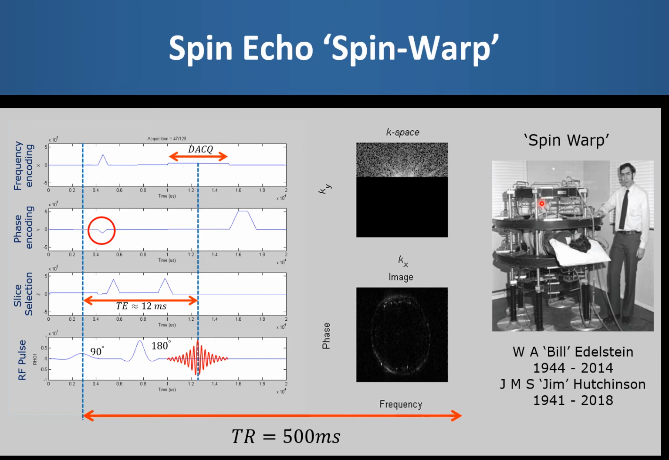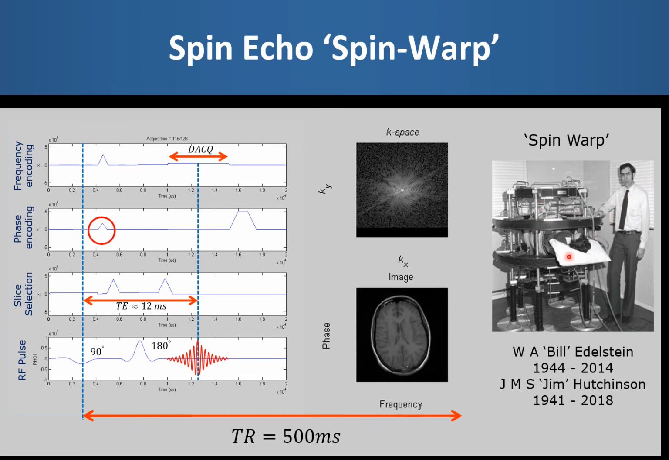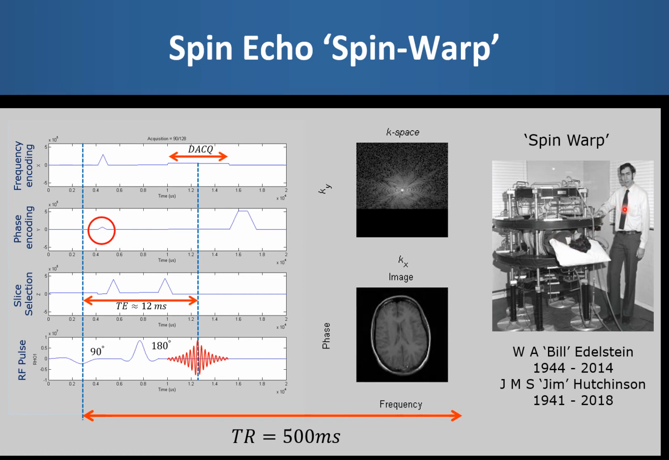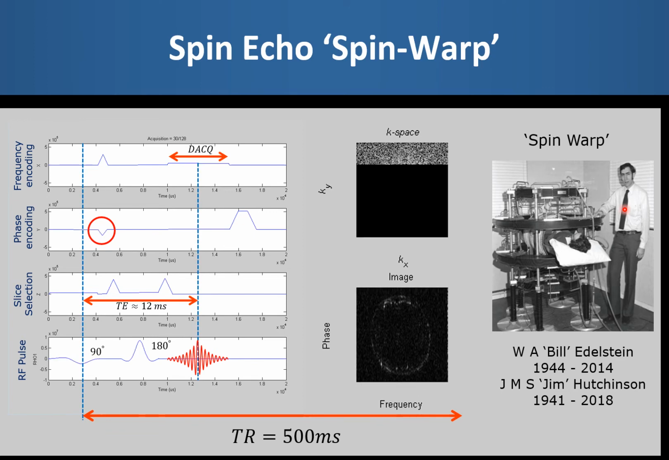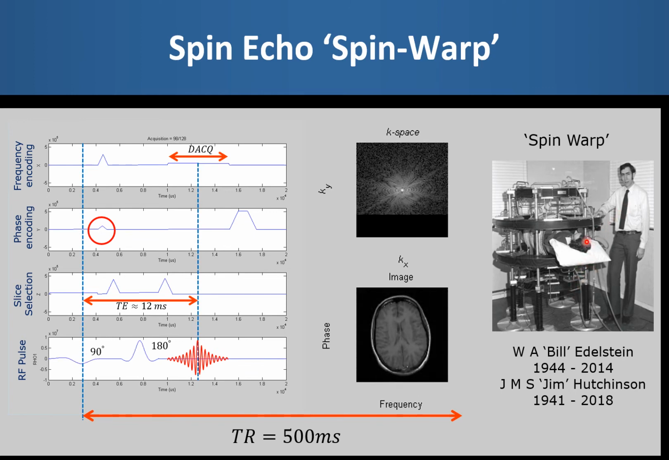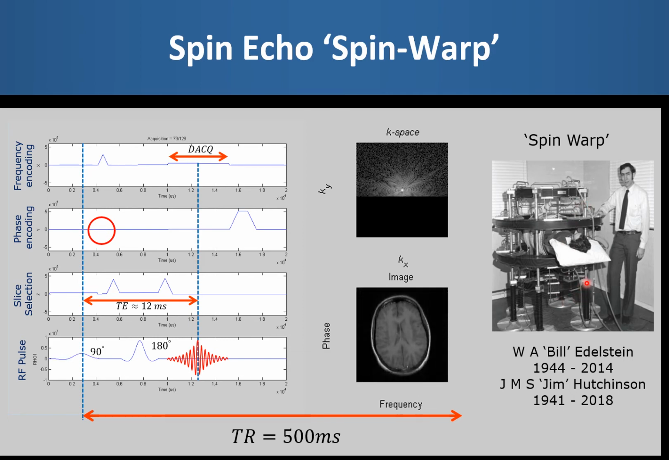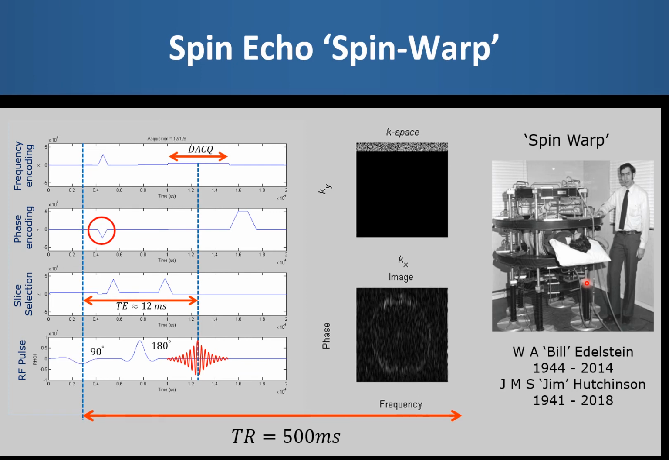This is the spin warp method developed by Jim Hutchinson, just inside the imaging system here, and Bill Ellerstein, shown here, and others at the University of Aberdeen in the 1980s. The team went on to commercialise this system, and it was one of these systems with a field strength of 0.08 millitesla that I started my career in MRI at St Bartholomew's Hospital in London in the mid-1980s.